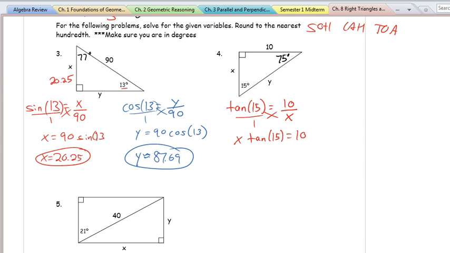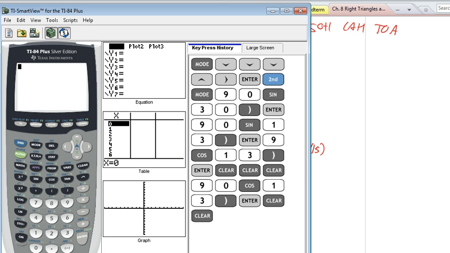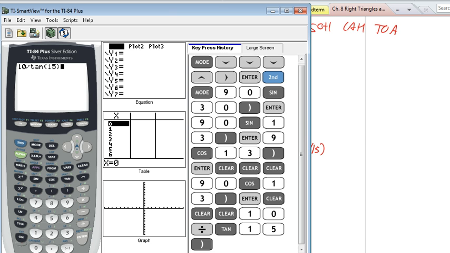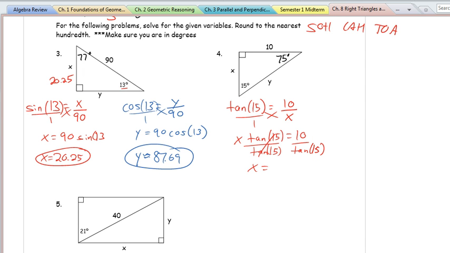Okay. To get x by itself, we just divide by the tangent of 15, just like it's any other number. So x is equal to, and again, we're going to punch that in exactly how we see it: 10 divided by the tangent of 15, and we get 37.32. So 37.32 units is x.